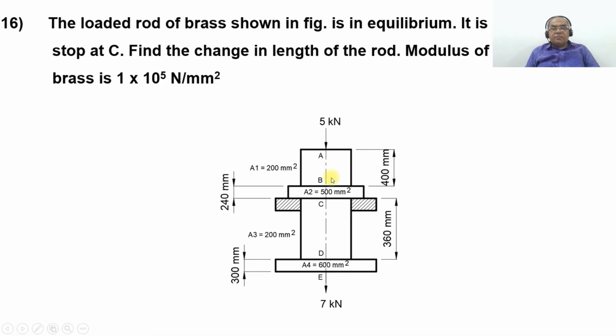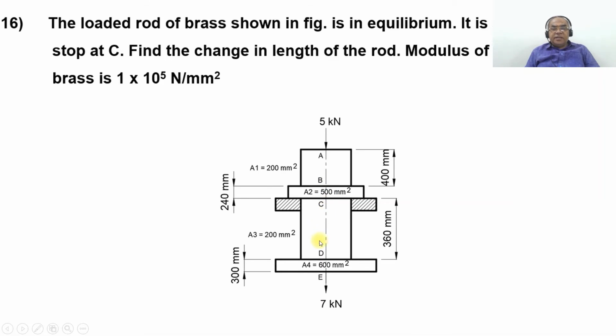So naturally the AB section will have a compressive load acting in the opposite direction, that is in this direction. Similarly, for BC, to keep the body BC in equilibrium, the load should again act upward from the downward direction, and also at C it is acting upward. So again it will have a compressive nature.